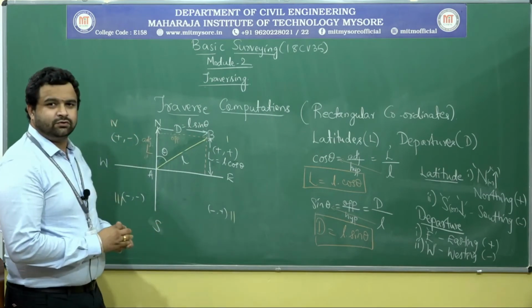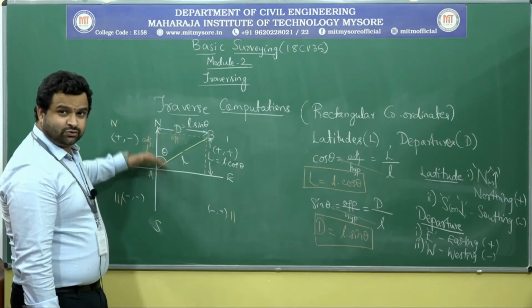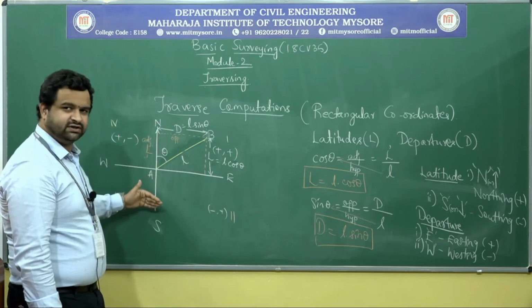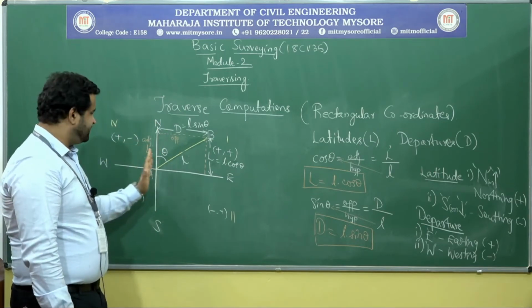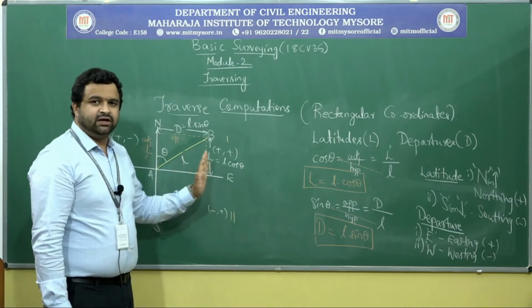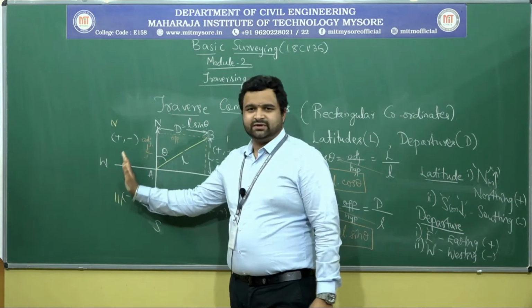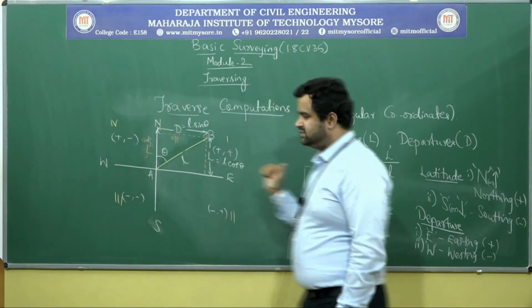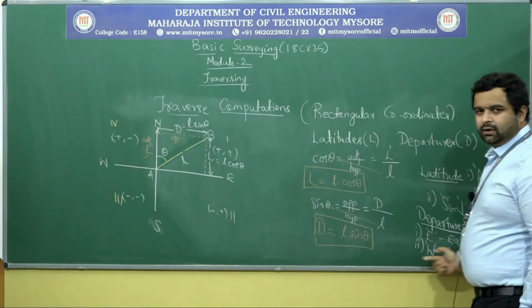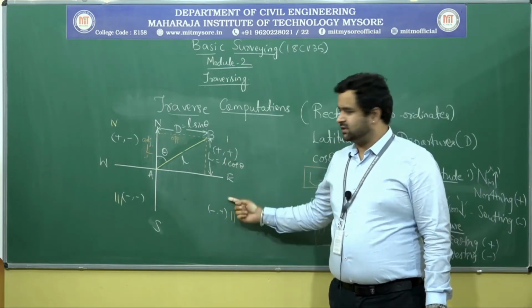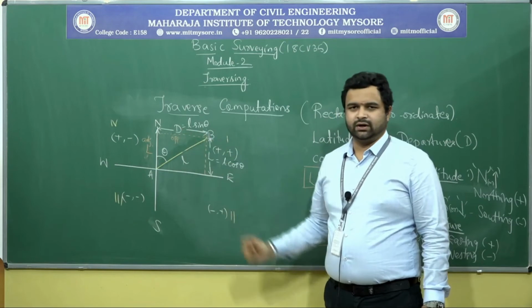So this is how you express. If the latitude is towards north, it is termed as northing. If the latitude is towards south, it is termed as southing. If the departure is towards east, it is termed as easting, and if the departure is towards west, it is termed as westing. And these are the sign conventions to be adopted. Also you can see the sign conventions written in the first quadrant, second quadrant, third quadrant and fourth quadrant.